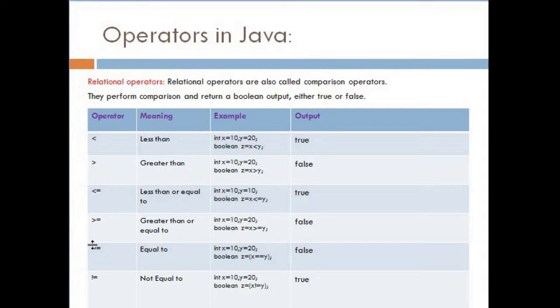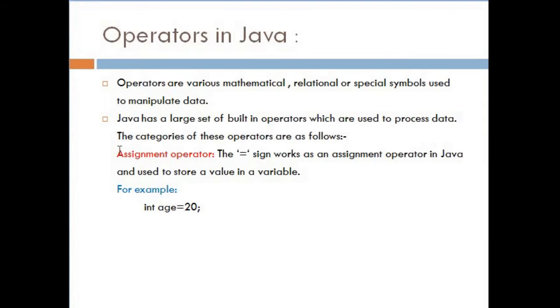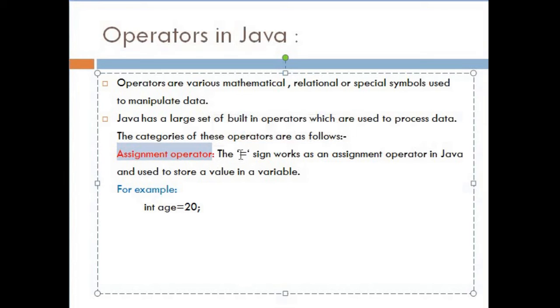Then come below, the next relational operator is the equal to operator. Here double equal to indicates that this is the equality operator. Now in place of double equal to, if you see a single equality symbol, then it does not represent the equality operator, it represents the assignment operator. And that I have already discussed here. The assignment operator is represented by a single equality sign.